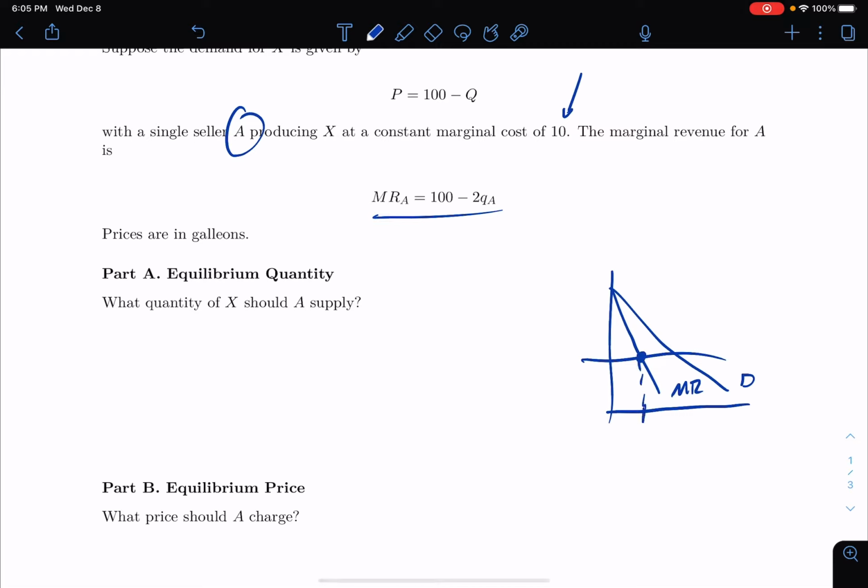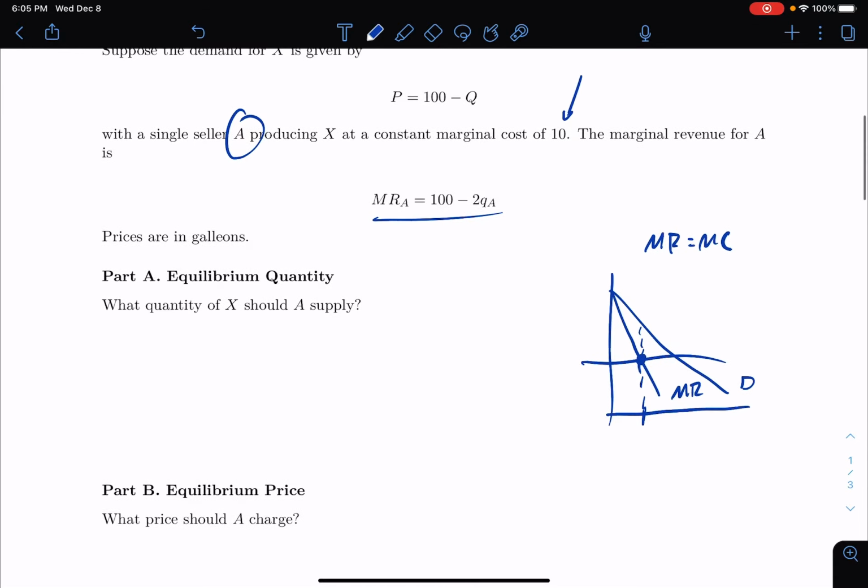And the way we solve these problems is we intersect MR with MC, find the equilibrium quantity, Q star, then run the quantity up until it hits the demand curve. We're trying to sell everything at the highest price possible. And that gives us our price.